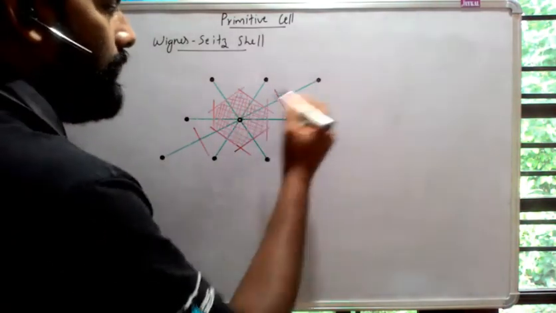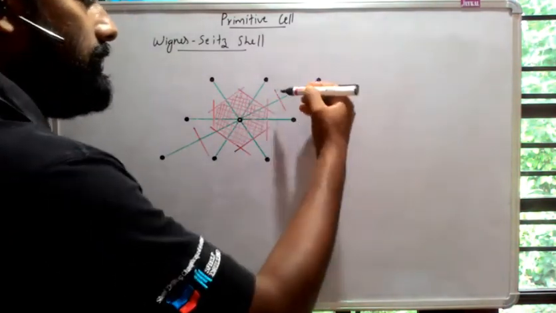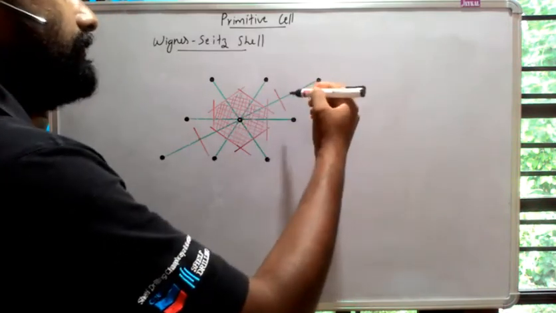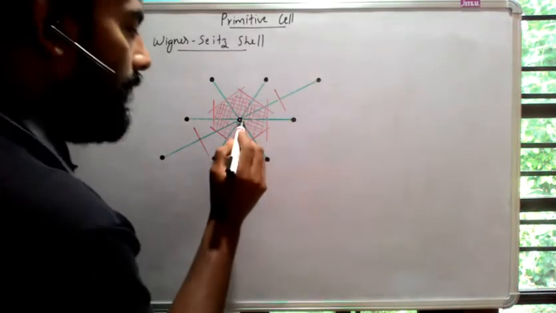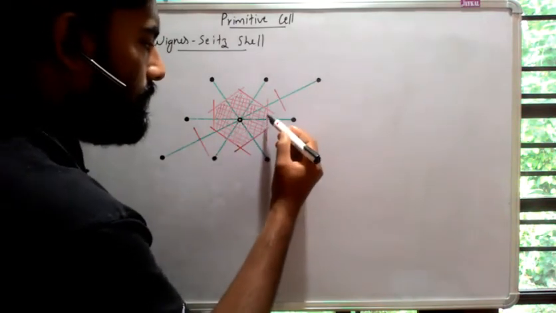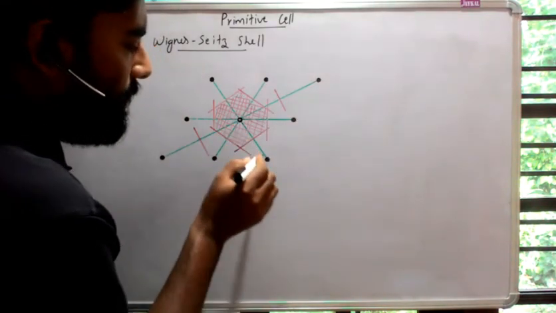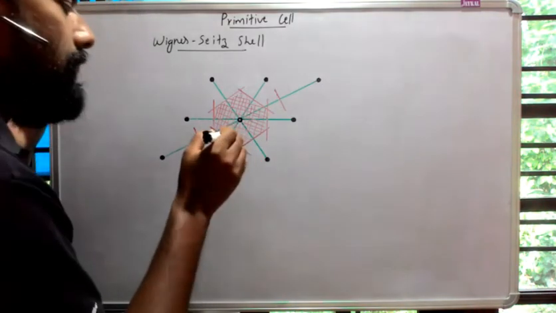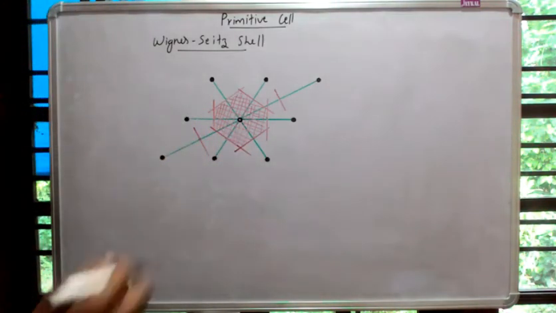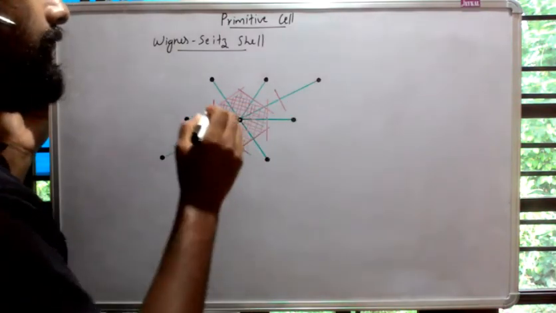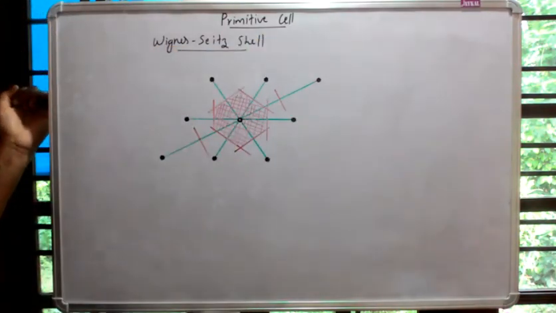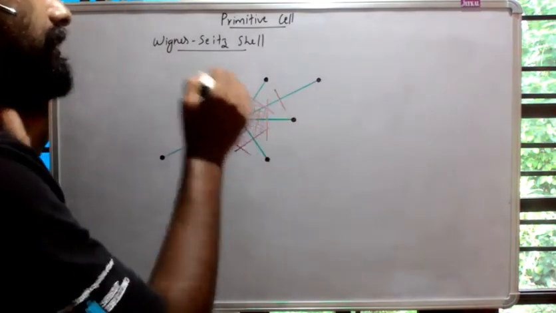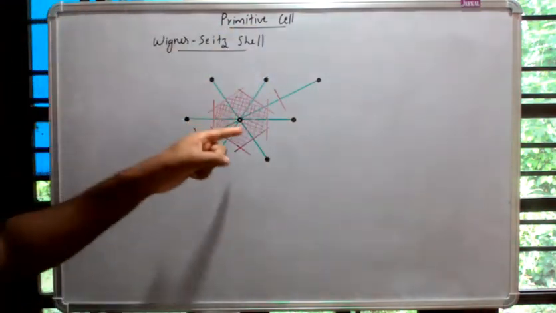When you are considering these two lattice points, this is the line normal to this green line, at the midpoint. And when we are considering these two lattice points, this is the line at the midpoint. And when we are considering this lattice point, this is the line at the midpoint. The smallest area enclosed in this way is known as the Wigner-Seitz cell in 2 dimensions. Here I got a hexagon.